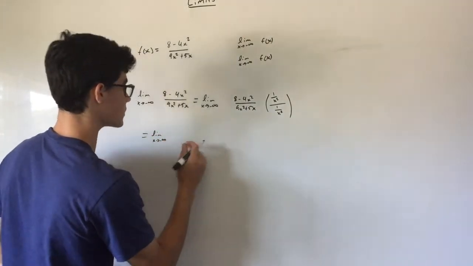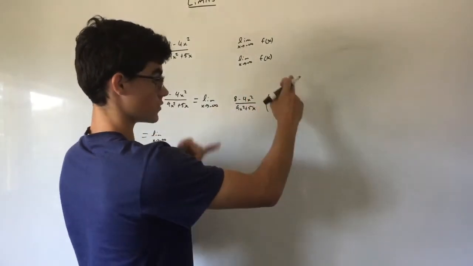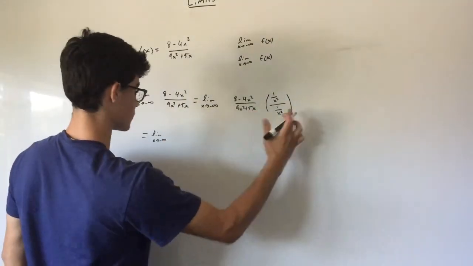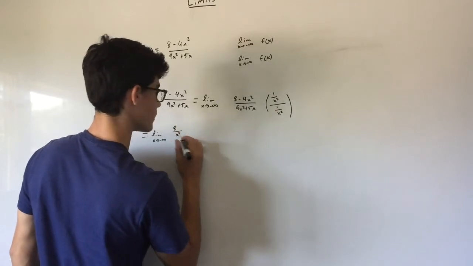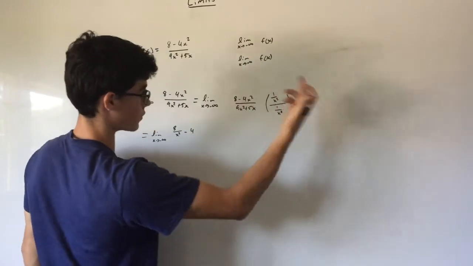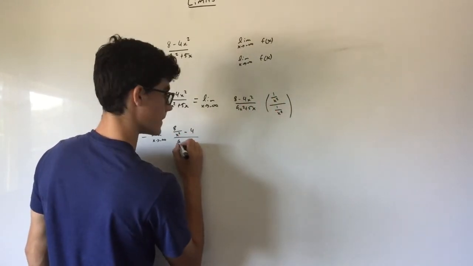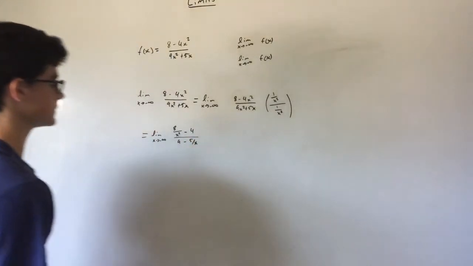I chose the highest degree on the top and the bottom. If this was x cubed, I would have just chosen 1 over x cubed. And then from here, what I can do is multiply it through, right? So this should be applied to both sides. We got 8 over x squared minus 4, because x squared over x squared just cancels out, over, and then same thing on the bottom, 9 minus 5 over x, right?